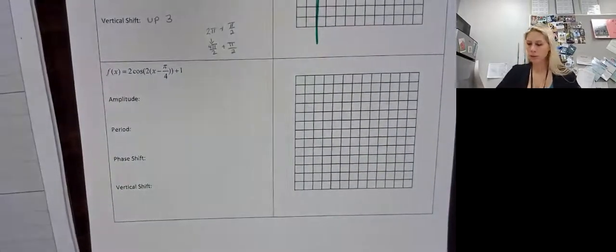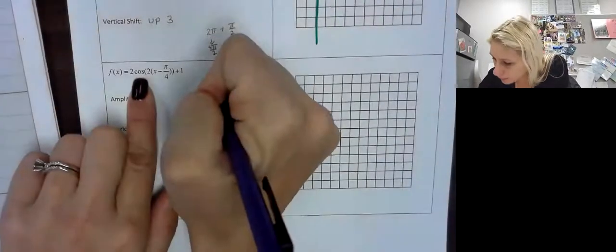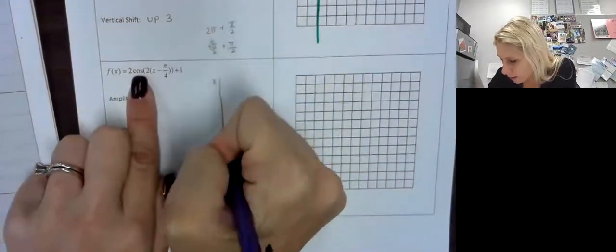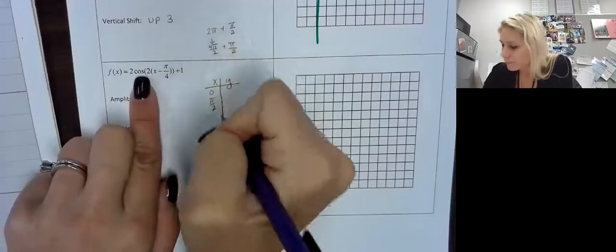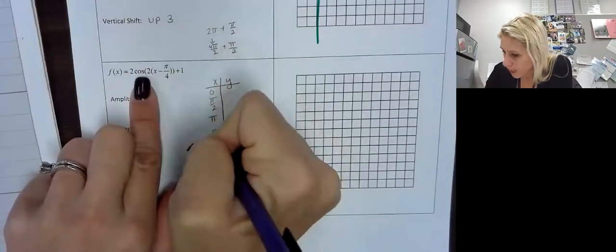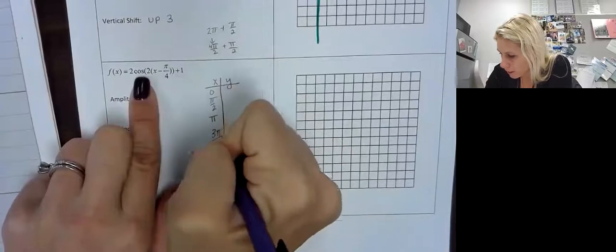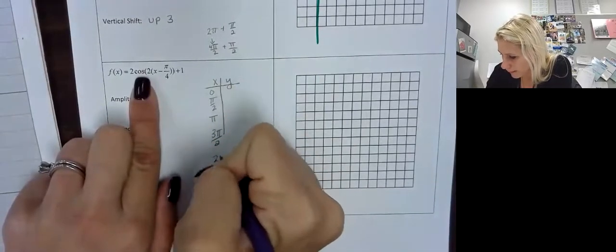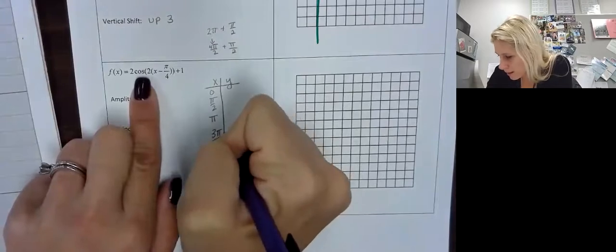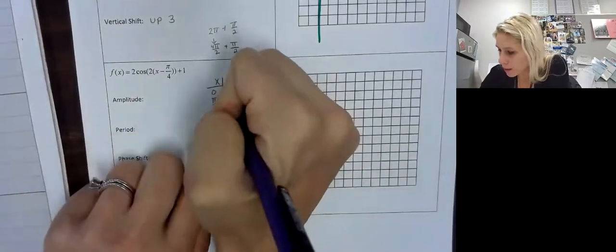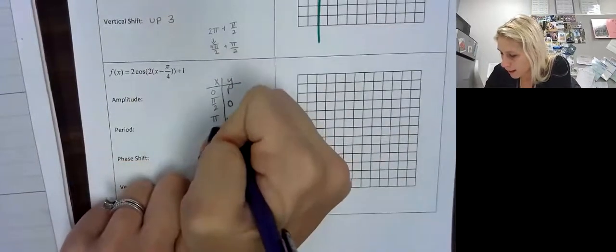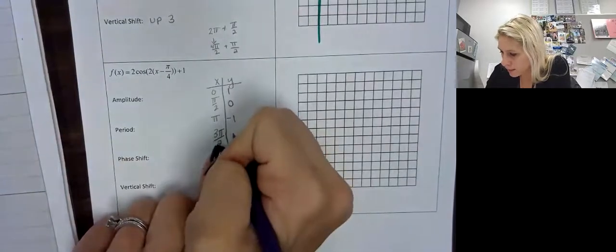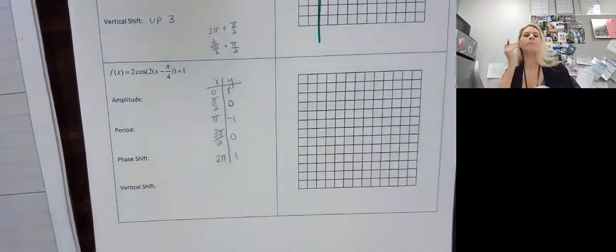So what I want you to notice right now is that this is cosine. So let me set up my table just to get that out of the way. We're still starting with 0, pi over 2, pi, 3 pi over 2, and 2 pi. Now let's remember our cosine. At 0, cosine is 1. Pi over 2, cosine is 0. At pi, cosine is -1. And 0, then 1.